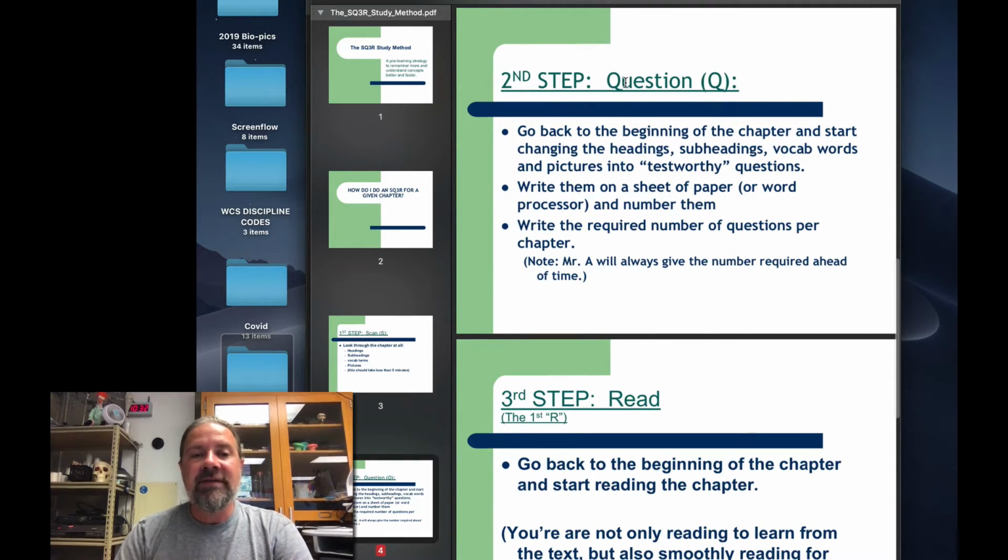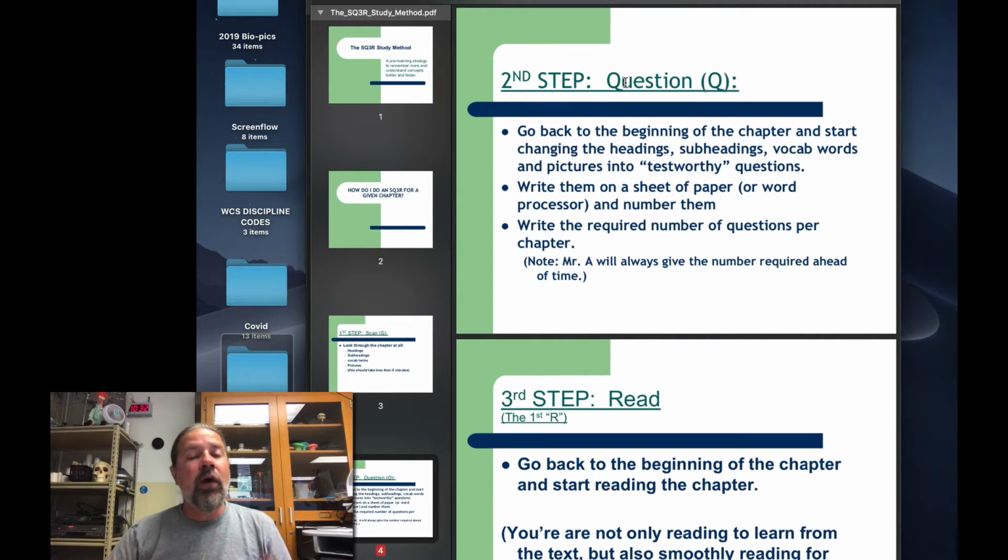Step number 2 is question. That's the Q of SQ3R. It says go back to the beginning of the chapter and start changing the headings, subheadings, vocab words, and even pictures if you need to into test-worthy questions. Write them on a sheet of paper, or in this case, a word processor, and number them.